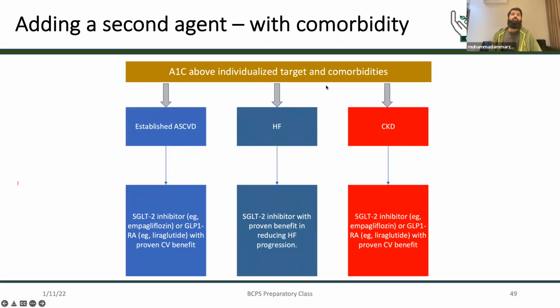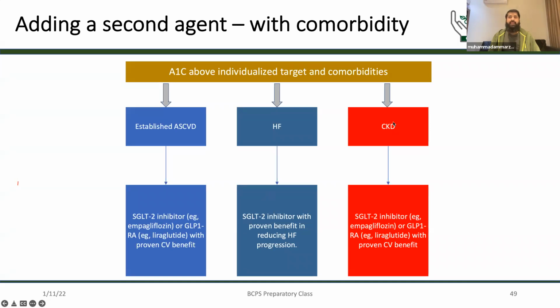But if the patient has comorbidities as well, then you have to adjust the options a little bit. For example, if the patient is diabetic but has established atherosclerotic cardiovascular disease, then the treatments of choice are these ones. And if the patient has diabetes and heart failure, then you should prefer sodium glucose transporter 2 inhibitors, because they have proven benefits in heart failure progression.